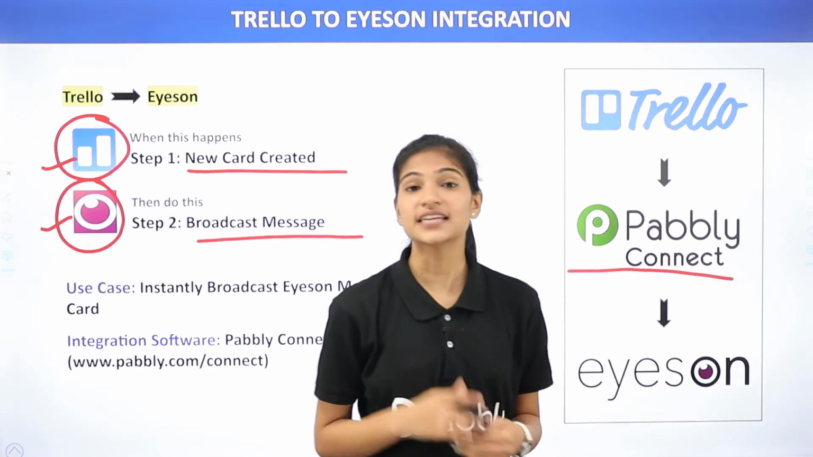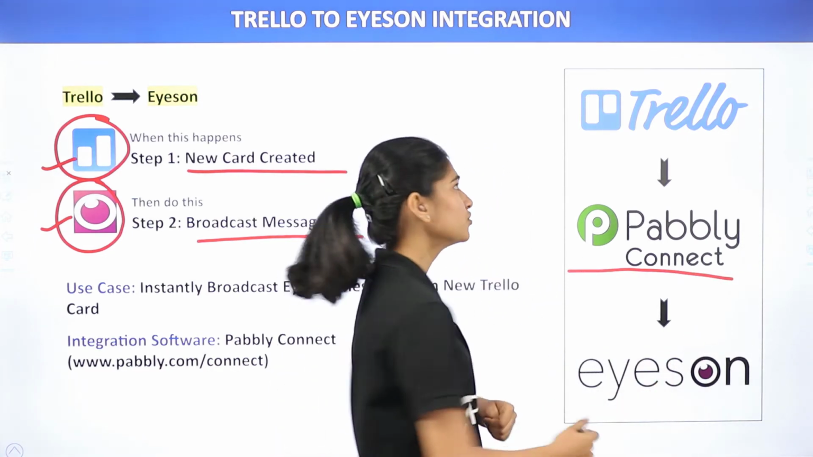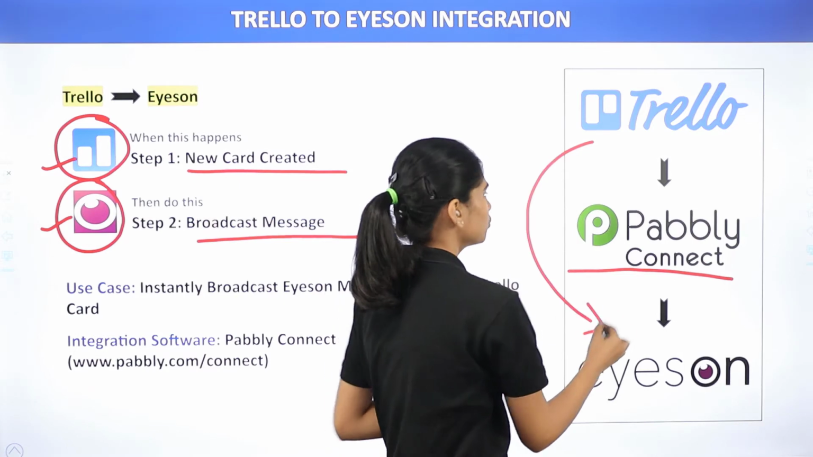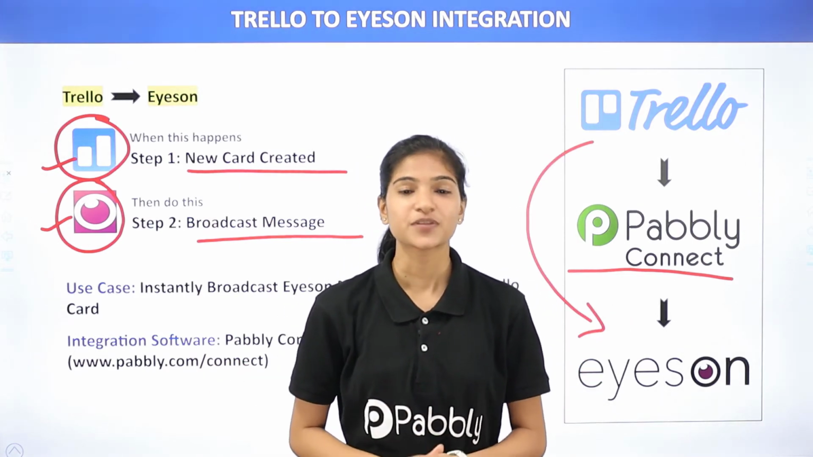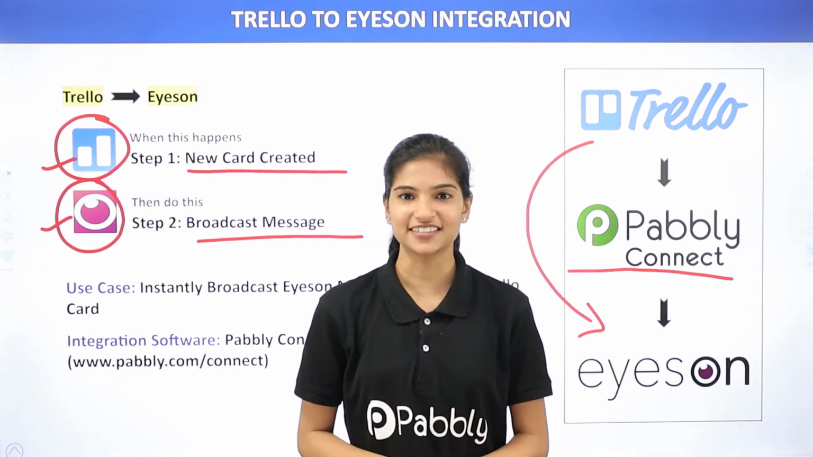So Pabbly Connect is an integration software that allows you to transfer data from Trello to Ison. The best part here is you don't require any knowledge of coding. So let me show you this on my screen.